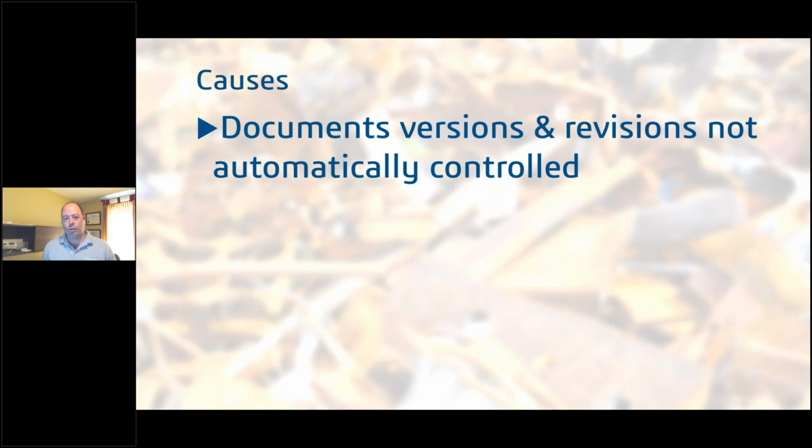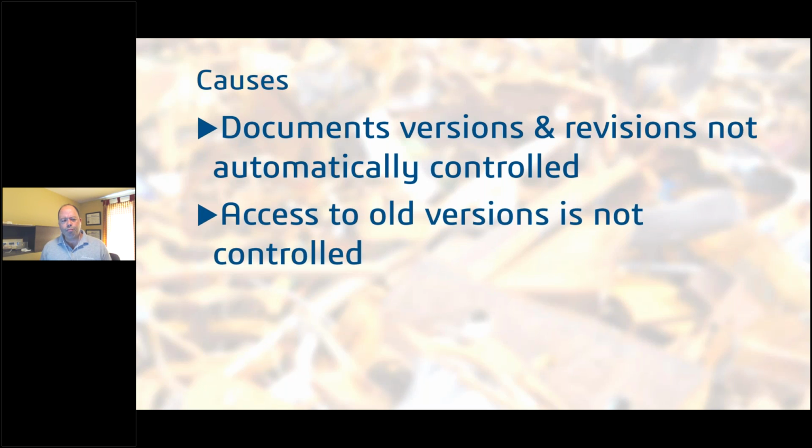Everything is manual. We see a lot of companies where people do "save as copy" _rev B, rev C, or they keep a PDF to track history. And also, there's no good way to control who has access to the old versions.